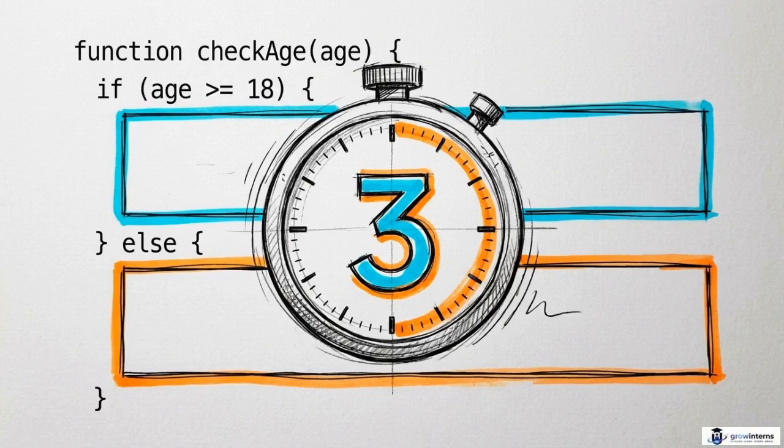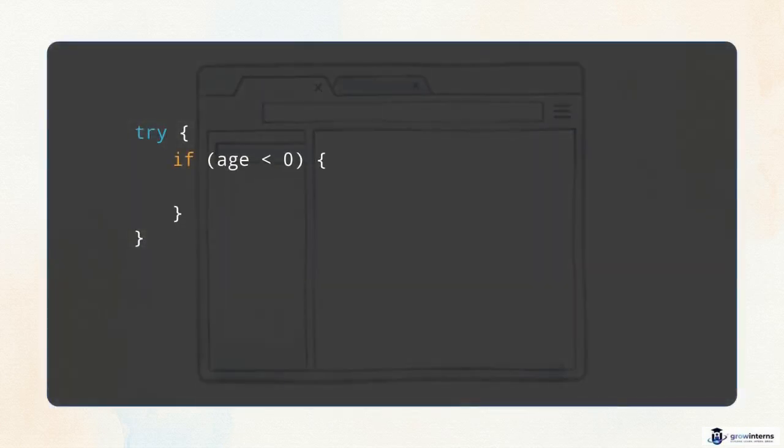Take a moment to test your syntax. Pause the video and finish this age-checking script using an if, throw, and catch. You have 3 seconds. First, we check the condition.